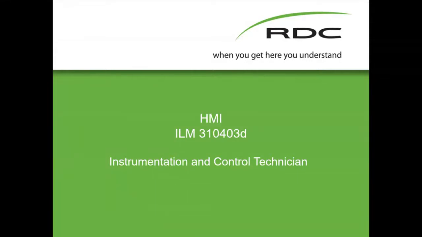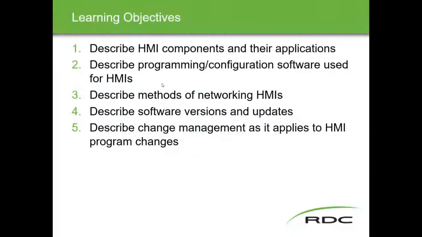So this is the stuff that's going on when we're talking about the HMI or the human machine interface. Objectives here: describe components and their applications, programming and configuration software used for HMIs, and that varies greatly by manufacturer. Methods of networking HMIs, not really anything new there. The same kind of networking methods that we talked about with controllers basically applies with HMIs as well. Software versions and updates we covered also in the PLC DCS portion, and it doesn't change significantly there either. Any software that we get usually gets upgrades and updates and version changes and things of that nature. So that's not really anything new that we haven't discussed before, so we'll spend a little time looking at that.